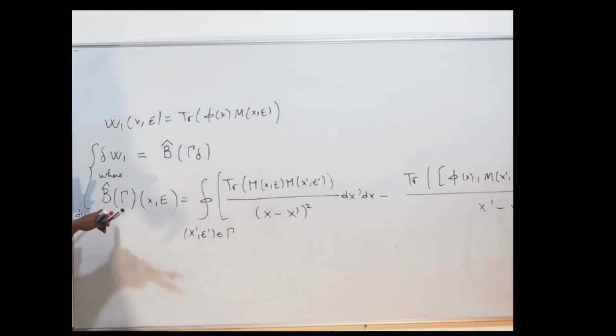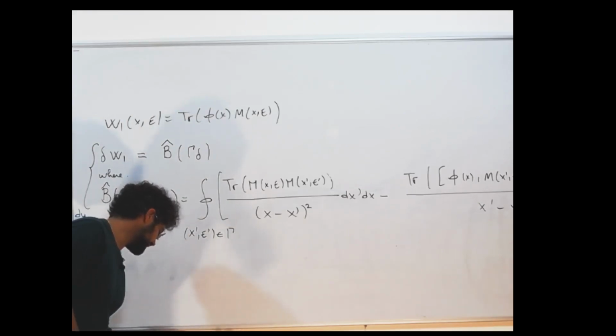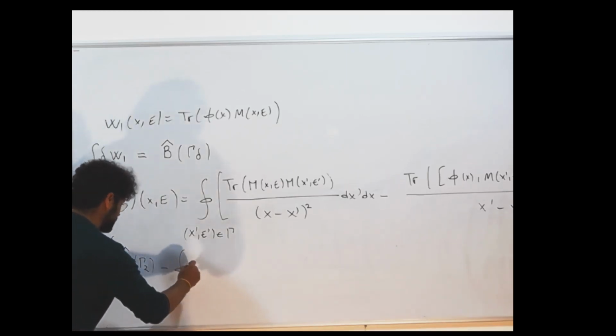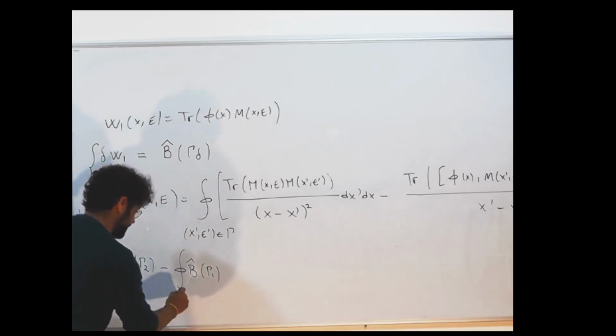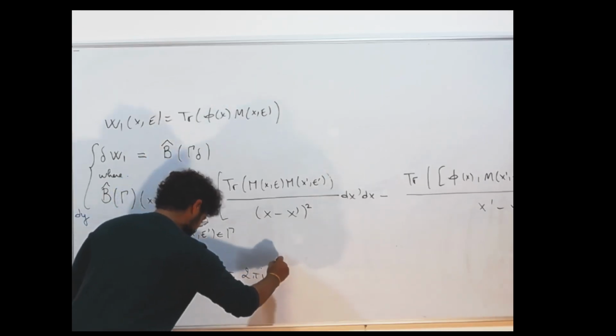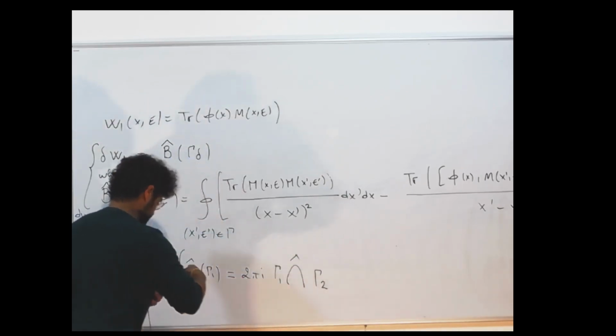Okay. Now, b hat of gamma is a matrix value differential form, and what you can show, and actually in a very reasonable way, which is not too complicated, is that the integral of b hat of gamma 2 over gamma 1 minus the integral of b hat gamma 1 over gamma 2 is equal to 2 pi I gamma 1 intersected with gamma 2.